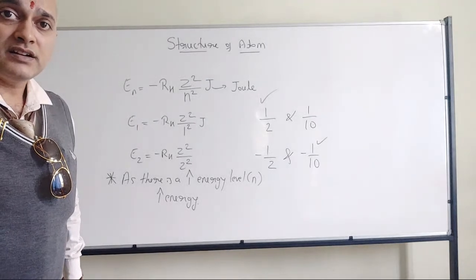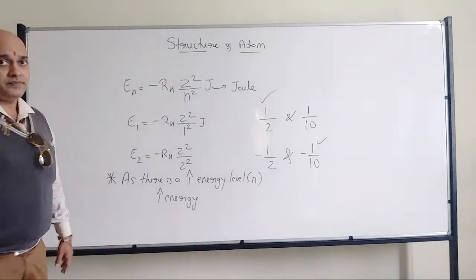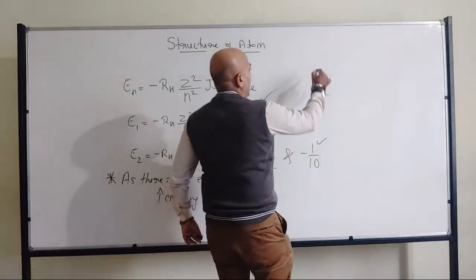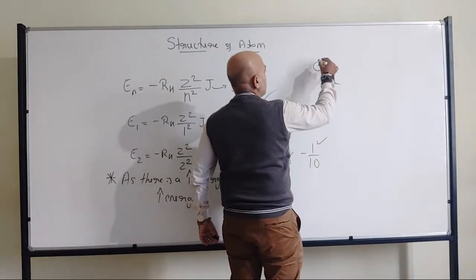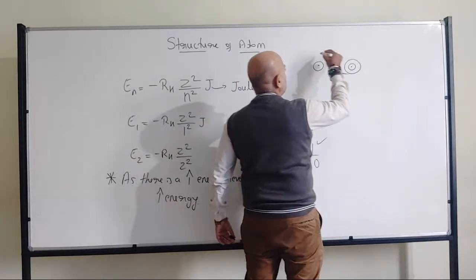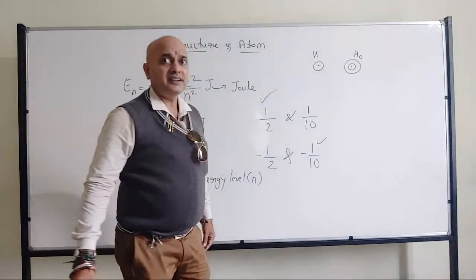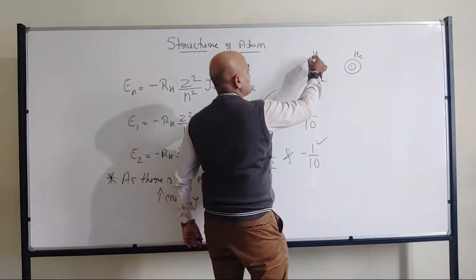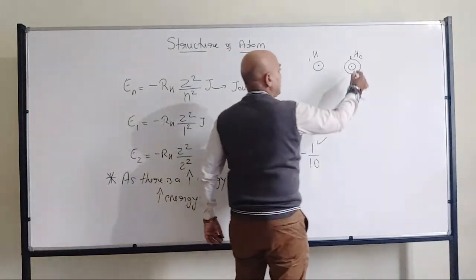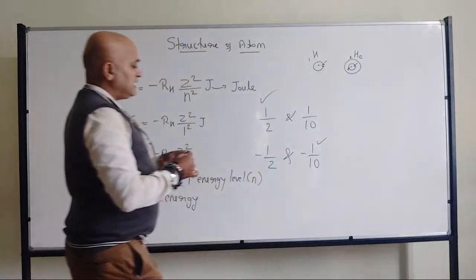Got my point? So what happens to the atomic number? Say, for example, I have hydrogen. All these things will help you in your competitive exams. Please remember. And I have helium. Hydrogen atomic number is 1. Helium atomic number is 2. That means helium will have 2 electrons and hydrogen will have only 1 electron.